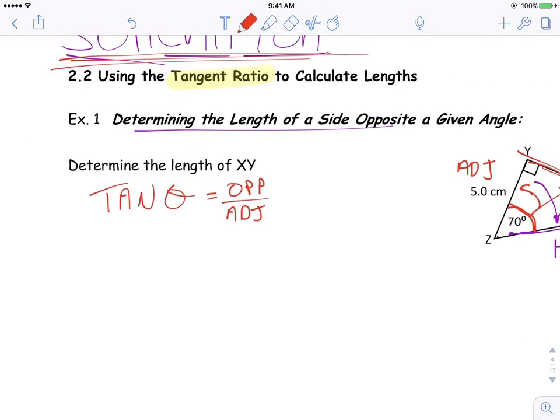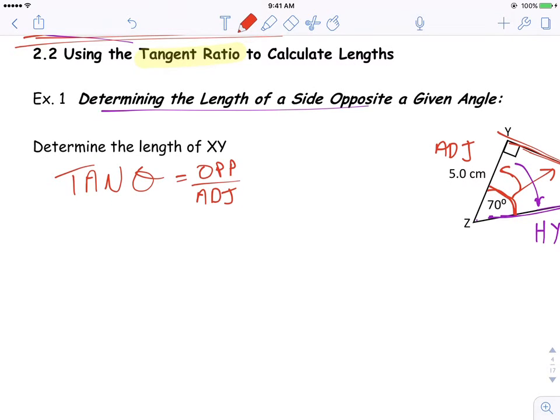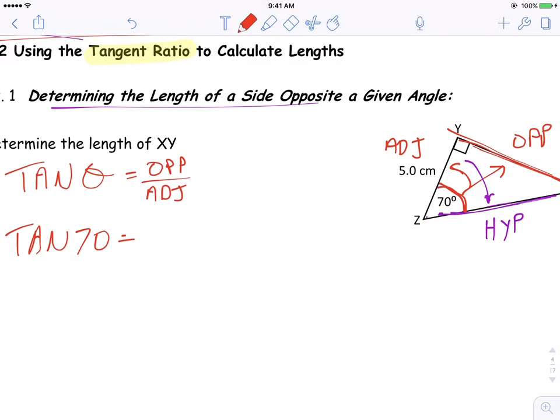Formula. Now we substitute. Well, yesterday when we substituted, all we ended up having were these two numbers, the opposite and the adjacent. Well, today you're going to see that once we substitute, our angle now is one of our substitutions. Our opposite side, XY, that's what we're looking for, XY over my adjacent side, which is 5.